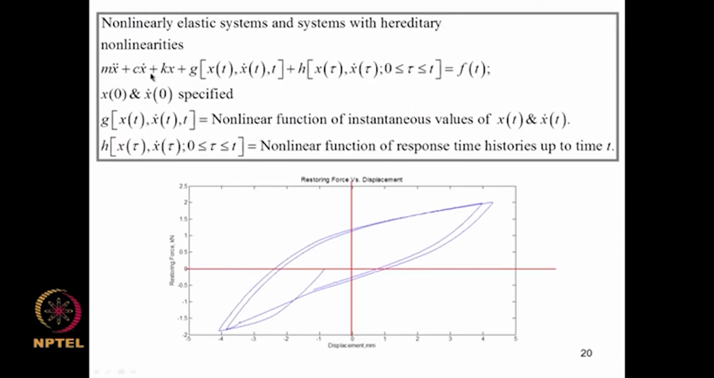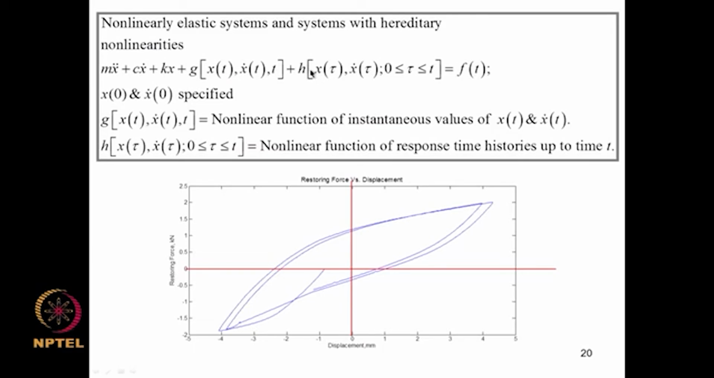If you write the equation of motion for a simple case again, say m x double dot plus c x dot plus a nonlinear term, the function g is a function of the instantaneous value of displacement and velocity. This is inelastic, this is a nonlinearly elastic system. That means upon unloading this force would go to 0, and there will not be any residual displacement. The loading and unloading paths will be tracing each other.